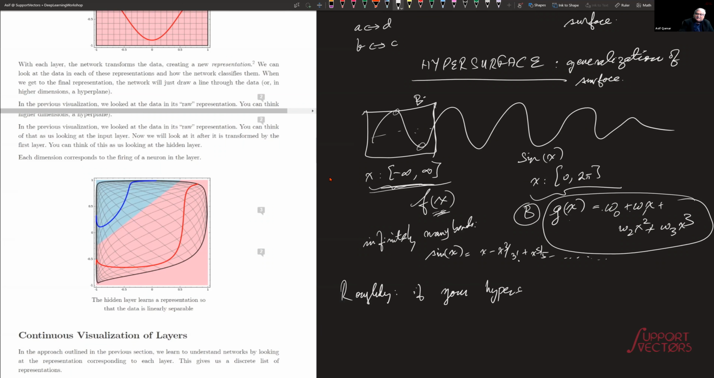hypersurface does not have sharp creases. Did I spell creases correctly? I don't remember. Creases. That's right? Correct. Then it is a manifold. What does that mean?